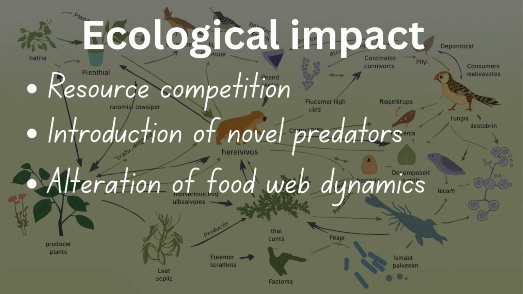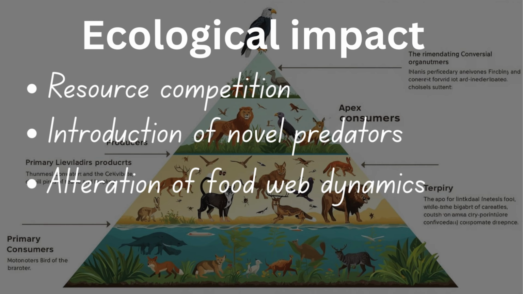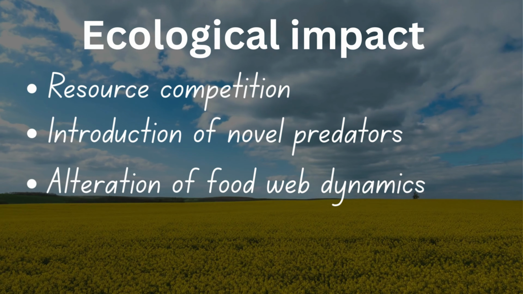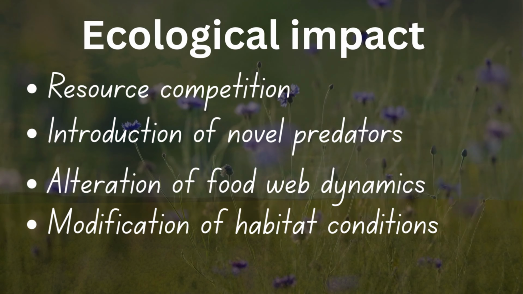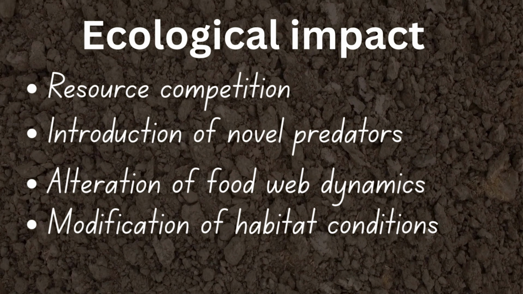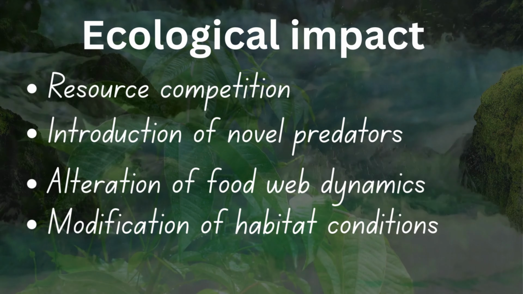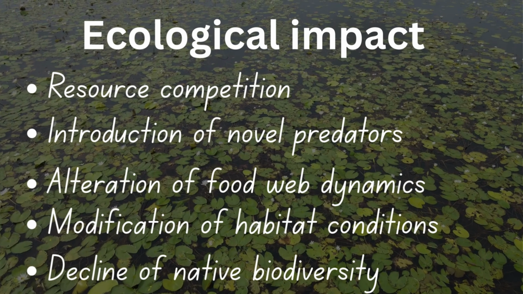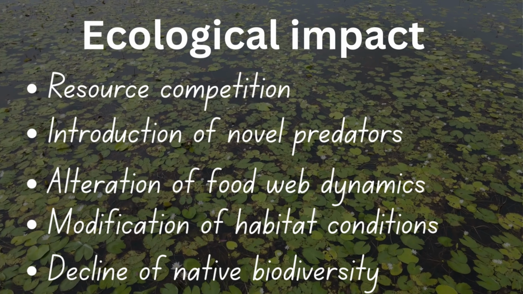Invasive species also alter food web dynamics. Changes at one trophic level can affect multiple connected species, leading to instability within the ecosystem. Over time, invasive species can modify physical and chemical characteristics of habitats, such as soil composition, water quality, or vegetation structure. These habitat changes further reduce the survival capacity of native species.